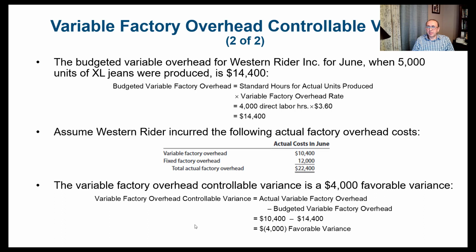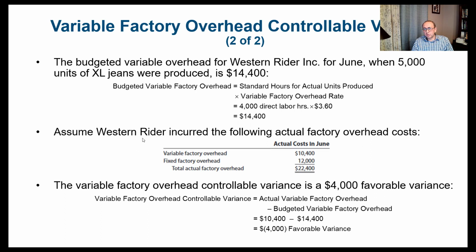So let's try to apply that to our example. The budgeted variable overhead for Western Writer Incorporated would be calculated as follows. We have the standard hours for actual units produced to be 4,000 direct labor hours multiplied by the variable factory overhead rate. Remember, the variable rate turns out to be $3.60 and the fixed factory overhead rate is $2.40. So now we're focusing on the variable, which is $3.60.